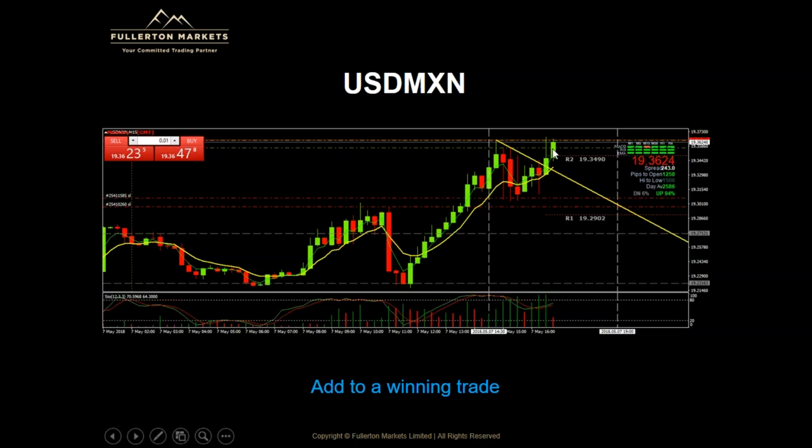And then I got another bullish candle. So what did I do? I added to a winning trade because my profit target is up here somewhere. It's not showing on the chart. So I add to a winning trade with another small lot. Maybe increase that one a little bit. Maybe 0.02, maybe 0.03. Okay.